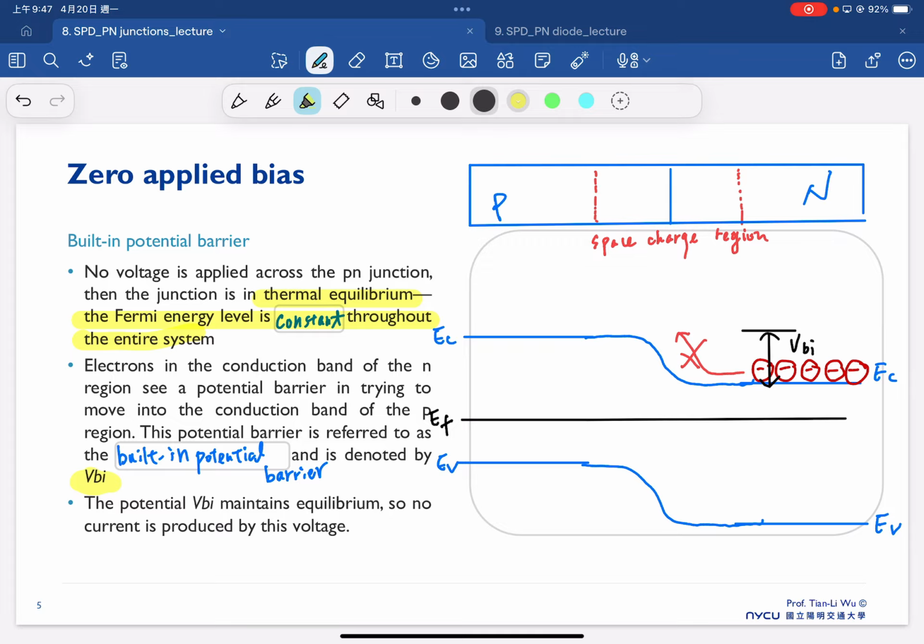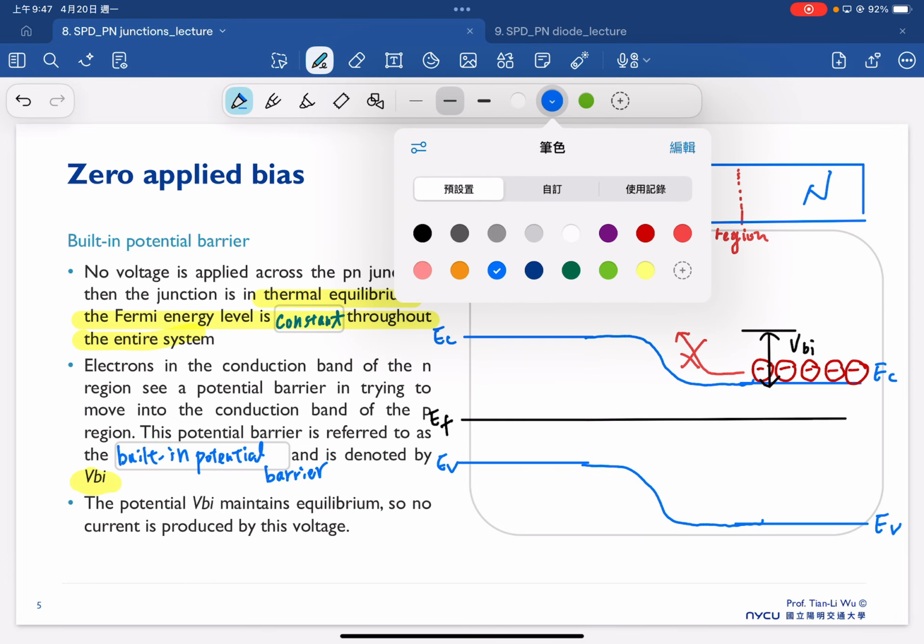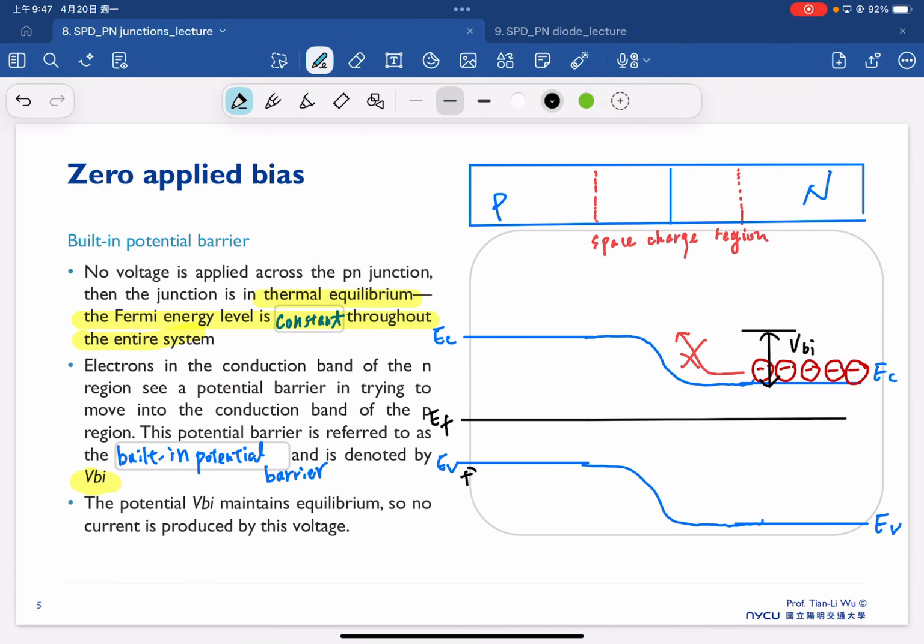And similarly, if you look at the viewpoint of the holes in the P region, we will see a lot of holes here. The holes also would like to diffuse to the right, because of high concentration diffusing to the low concentration region.